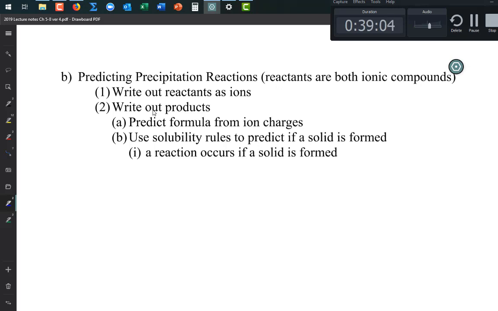So then you write out the products using the double replacement. What you're going to be doing is predicting the formulas based on the ion charges, and then you'll use solubility rules to figure out whether or not a solid's formed. If a solid forms, then a reaction takes place. And then you can balance it, you do all that good stuff. Balance it and write a bunch of other things out of it.